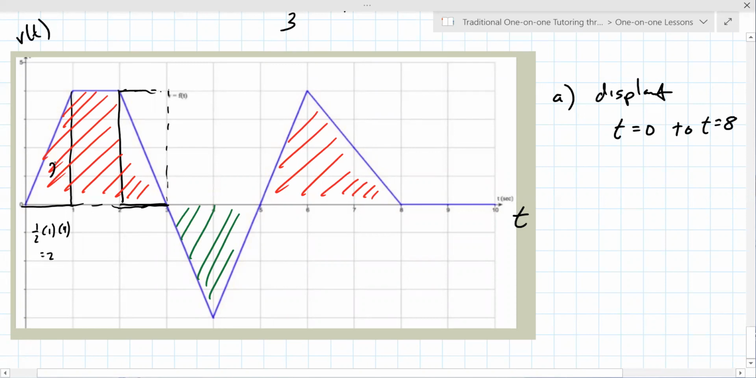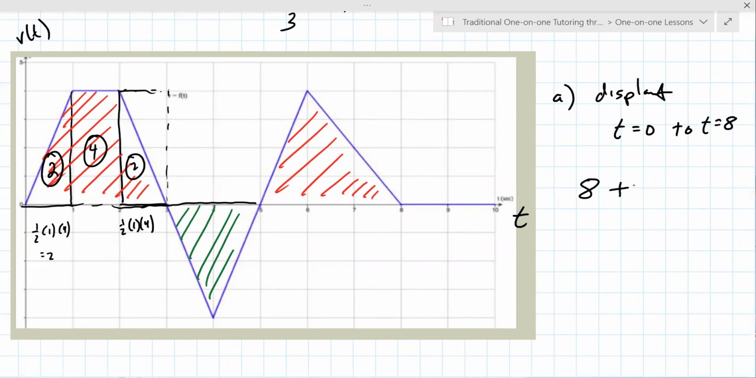Sometimes it's good to even write it in there. This middle one is 1 times 4. 4, yeah. And then this other one, it's 1/2 base, which is 1, height is 4, so it's also 2. Yeah, so the whole thing is 8. Yes. So it's 8 plus, well, actually minus, because it's below.